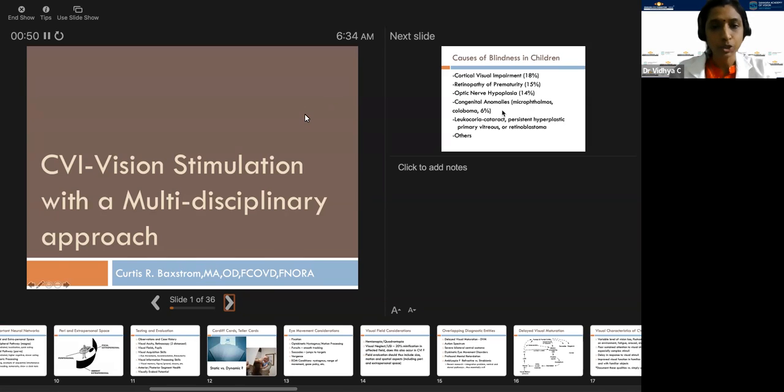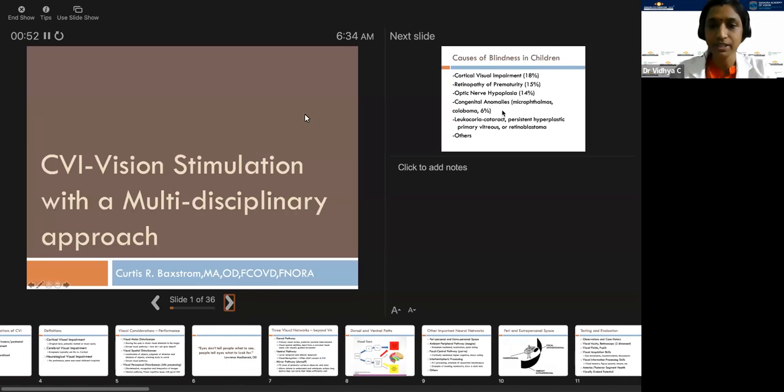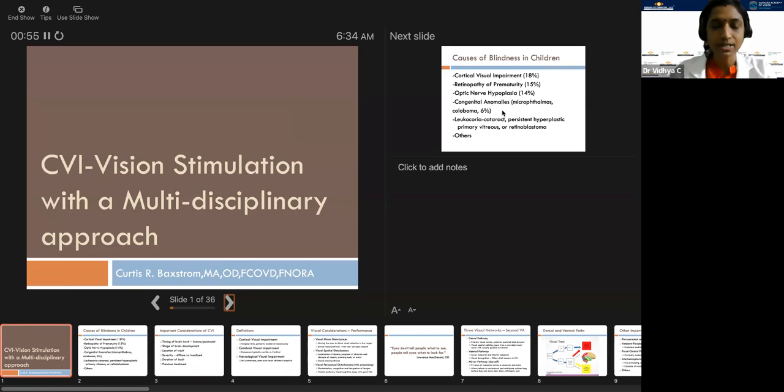Professor Baxstrom graduated from Pacific University Medical School in 1984. He completed his master's in reading from Seattle Pacific University. He is an advisory board member and past president of the Neuro-Optometric Rehabilitation Association. He is a fellow of the College of Optometrists in Vision Development, the American Academy of Optometry, and the Neuro-Optometric Rehabilitation Association. He has given many lectures worldwide on visual development, reading, dyslexia, head trauma, amblyopia, strabismus, etc. He is currently practicing at Northwest Vision and Learning Center.